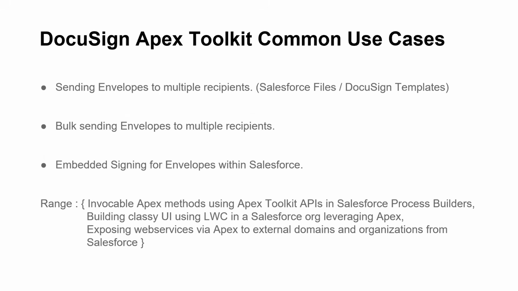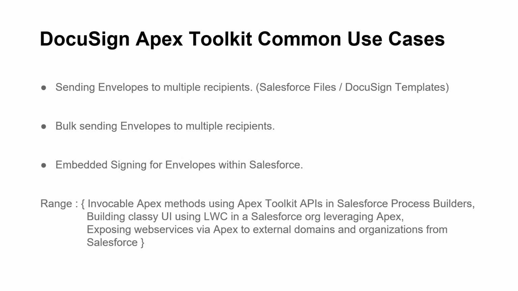So a few common use cases that we have seen customers implement via our Apex Toolkit are sending envelopes to multiple recipients. The envelopes that are being sent can contain Salesforce files as well as DocuSign templates. The recipients that you can use in your envelopes can be any underlying contact, user, or lead data from Salesforce, or any custom object implementation that you are building in your Salesforce org. Customers have also been using Apex Toolkit in order to bulk send envelopes to multiple recipients.